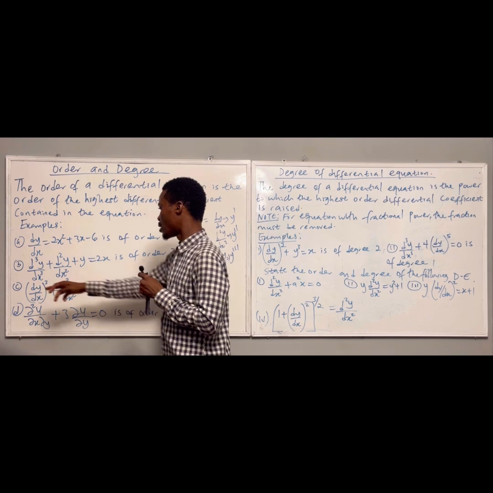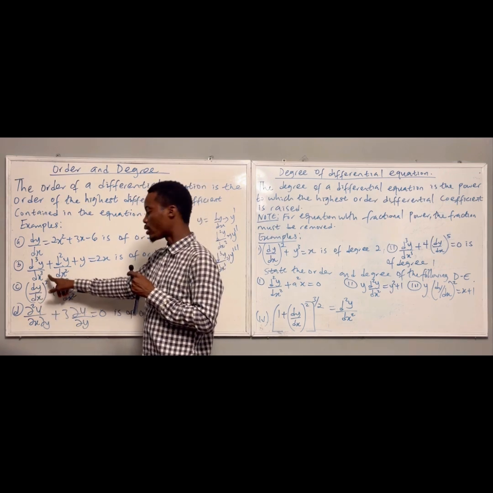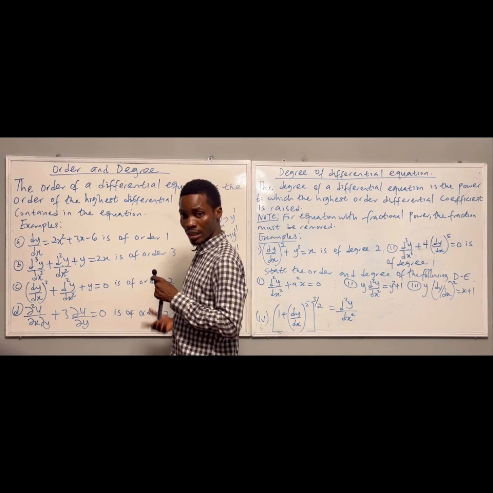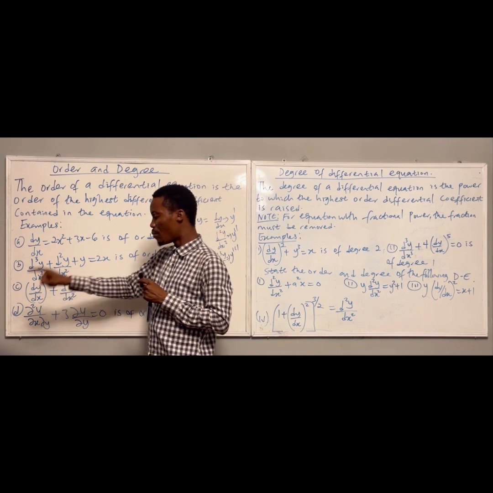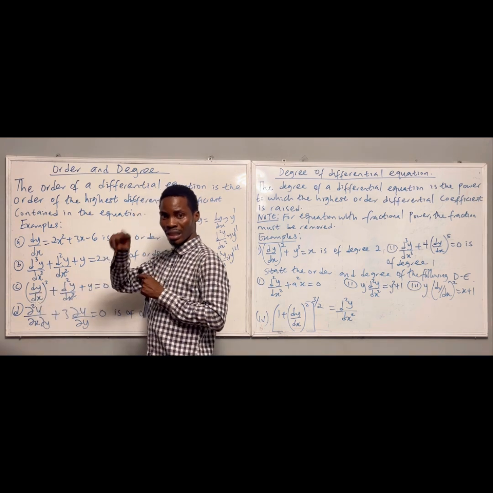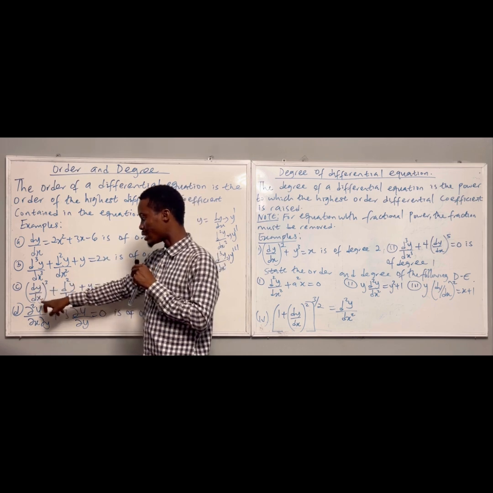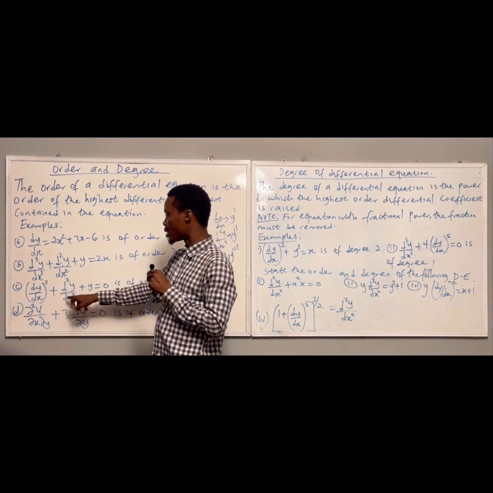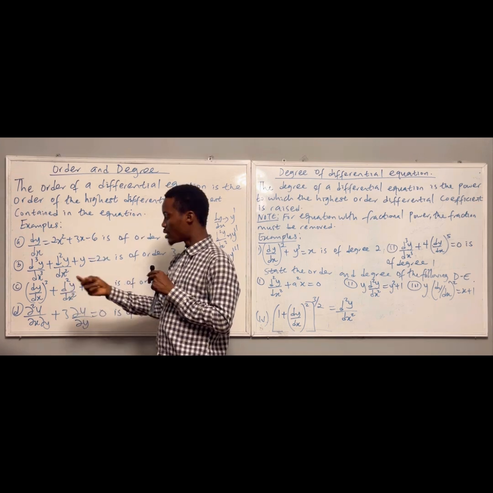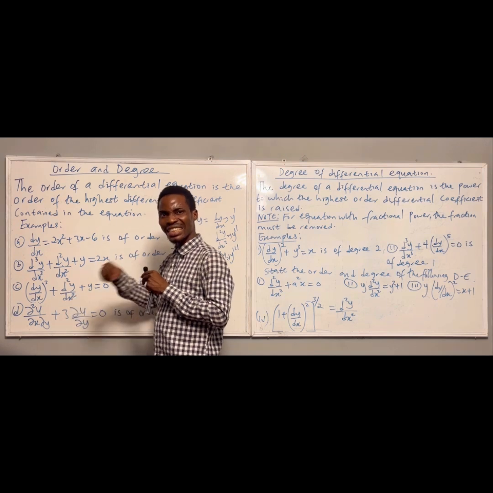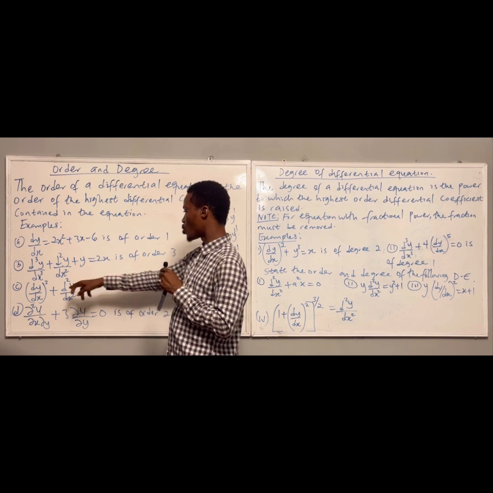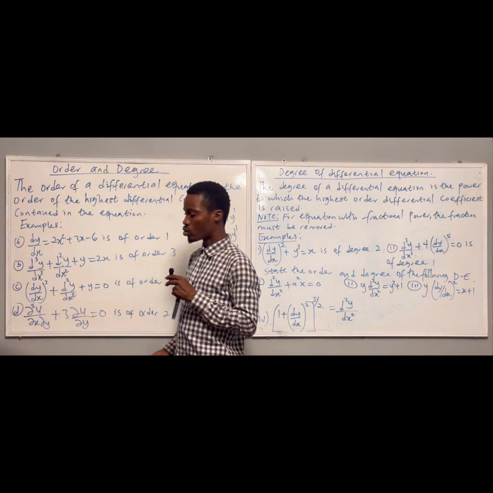If you now consider this, dy over dx to the power of 3 plus d squared y over dx squared plus y is equal to 0, it is of order 2. Why? The dy over dx is differentiated once. That is, if you have y and I differentiate y, I'm going to have dy over dx. But here, this was differentiated two times. This is a second derivative, and so the highest differential coefficient we are going to take is 2, because 2 is more than 1. So the highest here is 2.